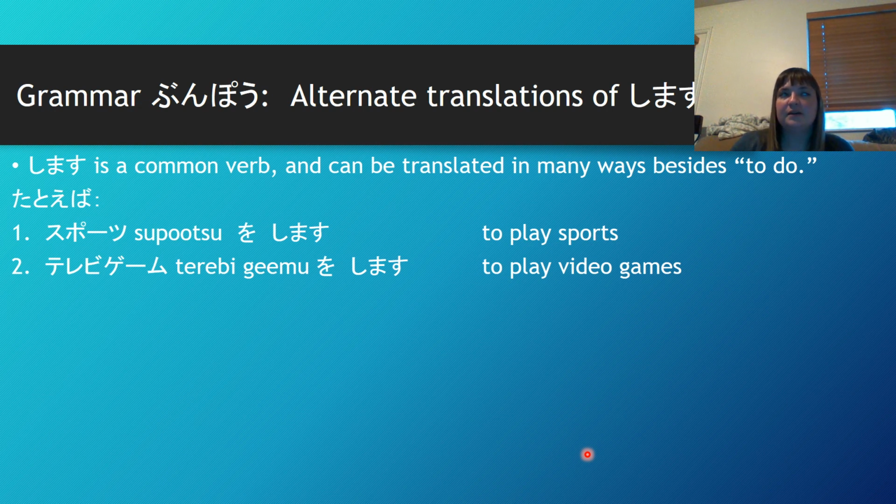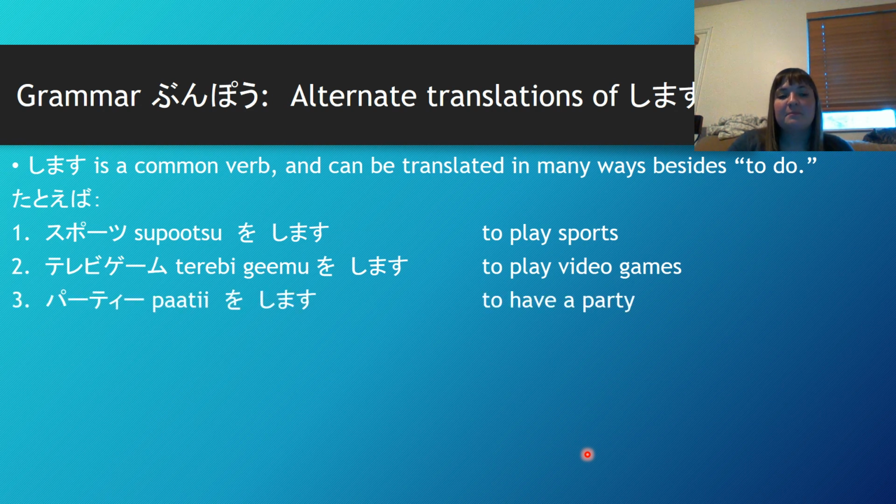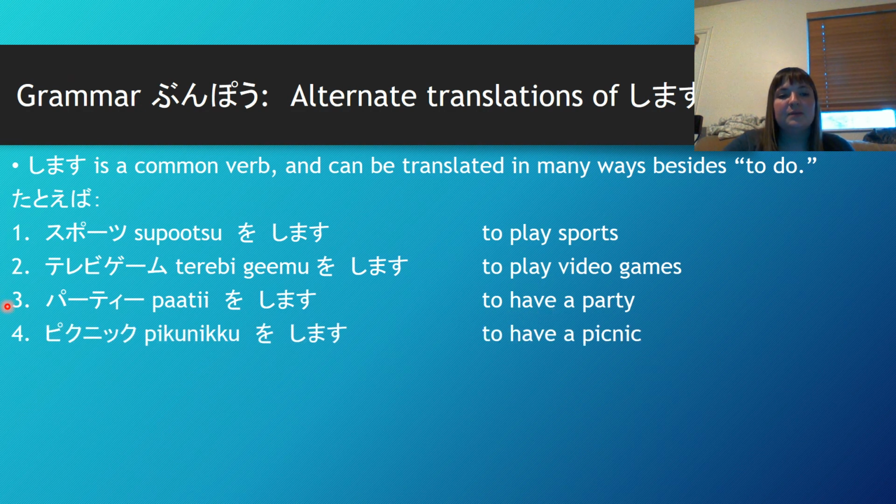Okay, to play sports. Our next one, terebi geimu o shimasu. If we want to say to play video games, we're going to say terebi geimu o shimasu. So this time, it still means play, right? To play video games. Okay. Our next one, paati o shimasu. If you want to say to have a party, paati o shimasu. So this time, to do has changed to meaning of to have here in English, to have a party. Okay. Number 4, pikuniku o shimasu. Naturally in English, the most logical translation would be to have a picnic.